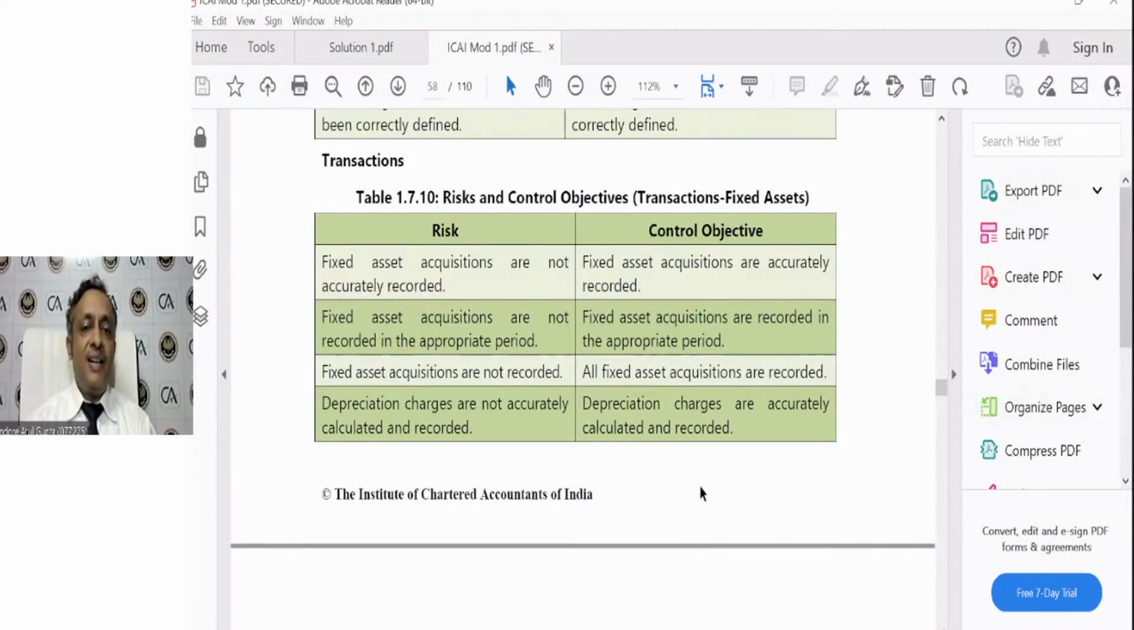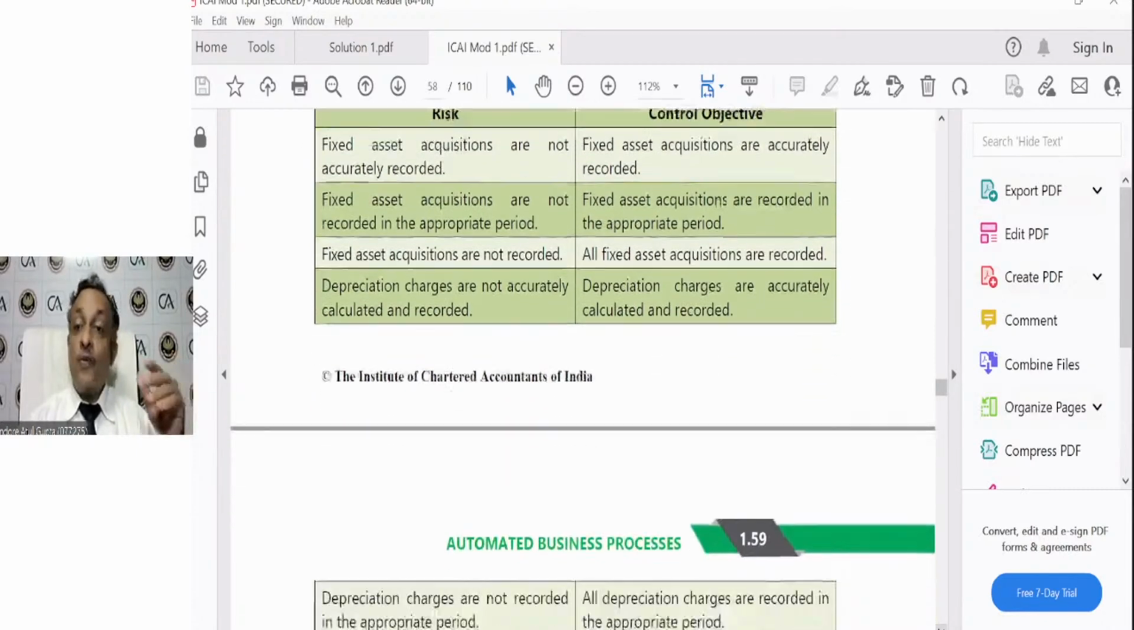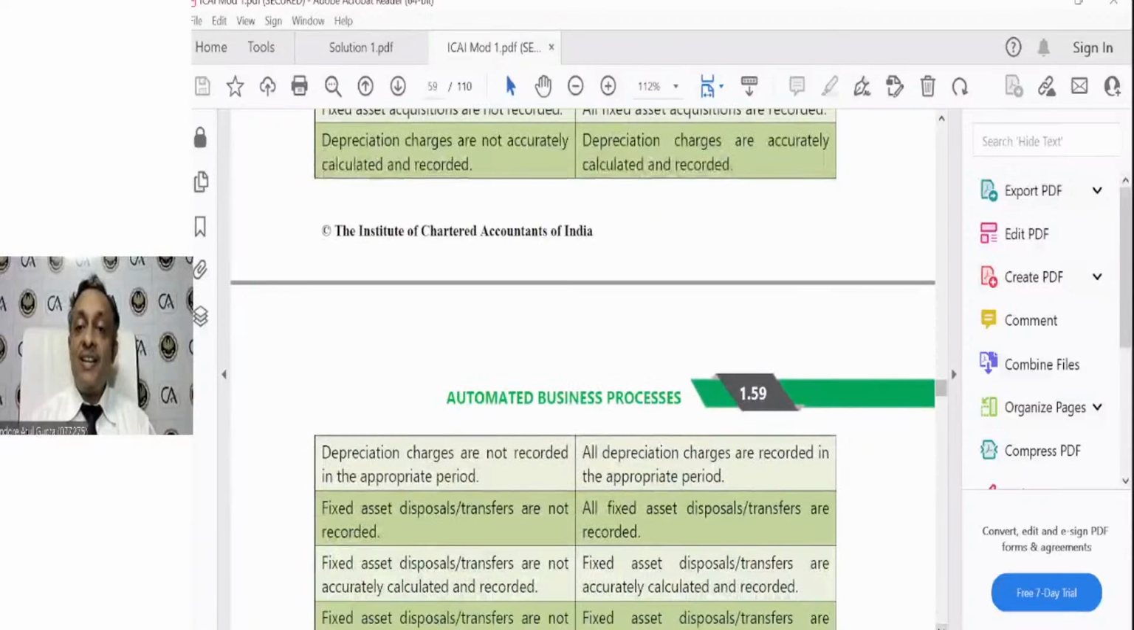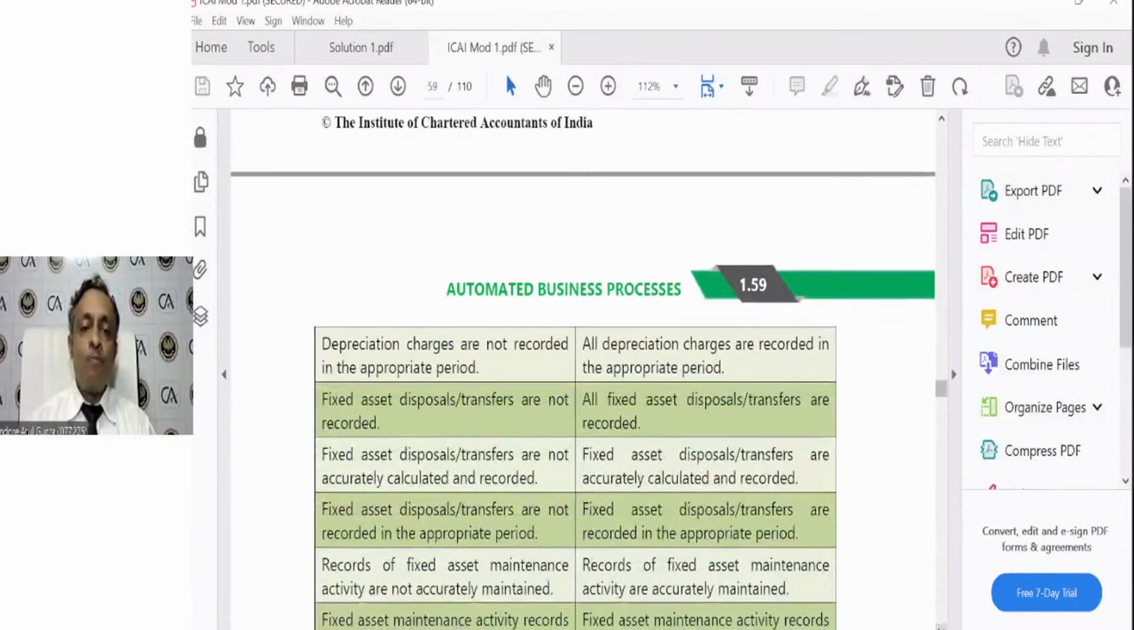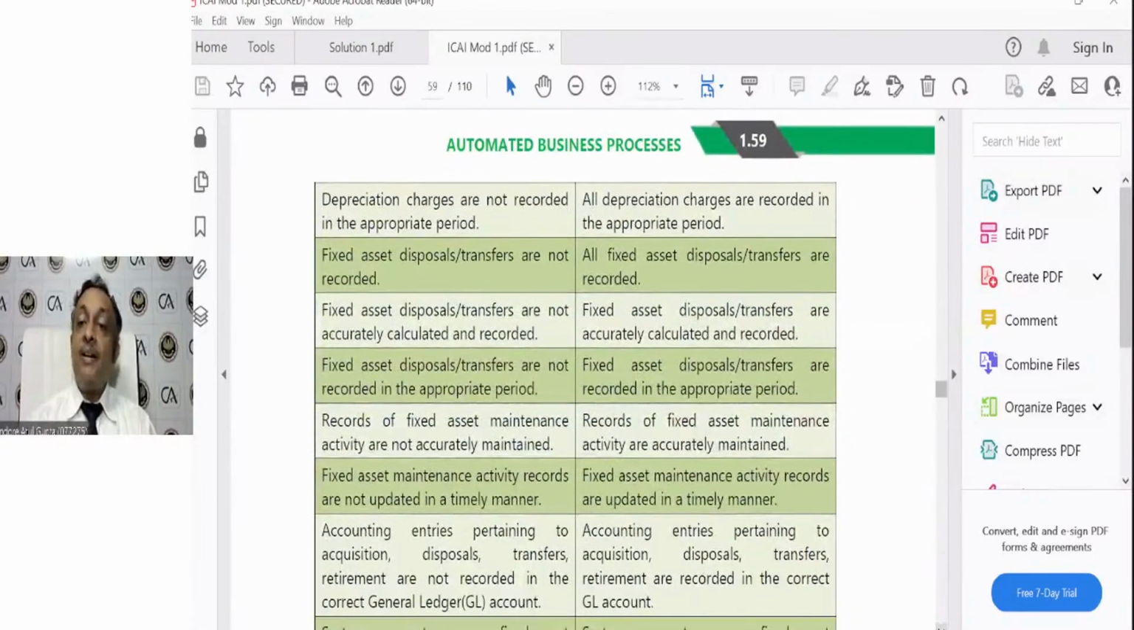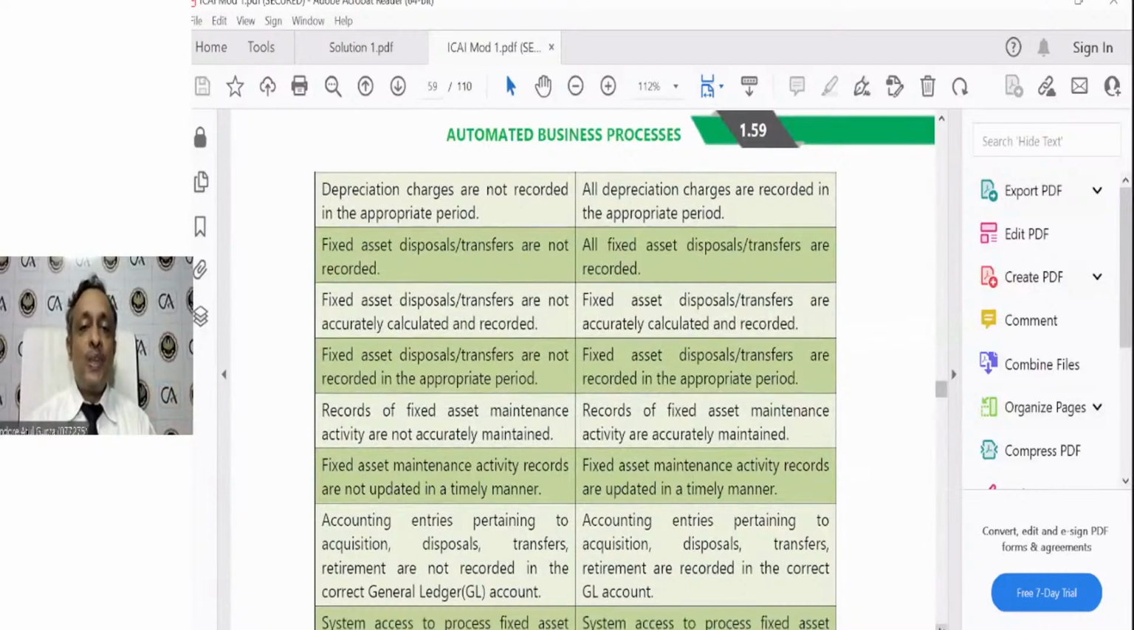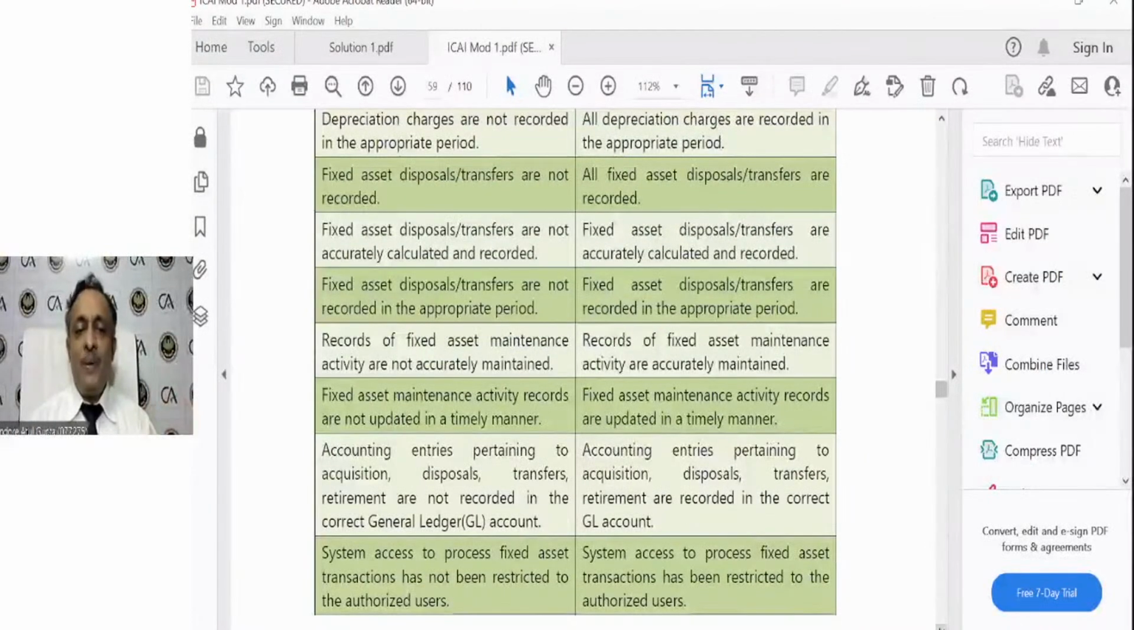Fixed assets: acquisition not accurately recorded, acquisition not recorded in appropriate cutoff procedure, depreciation. Both are going to be hit. Assets just not recorded, chance of defalcation will be there. Depreciation charge incorrect, P&L will be incorrect. Not recorded in appropriate period, profit and loss will not be true. Disposals not recorded, all implications will be there. So this I want you to go through. AS10, good.